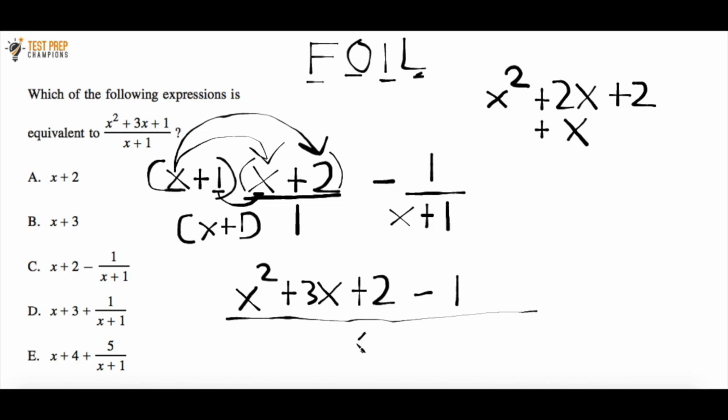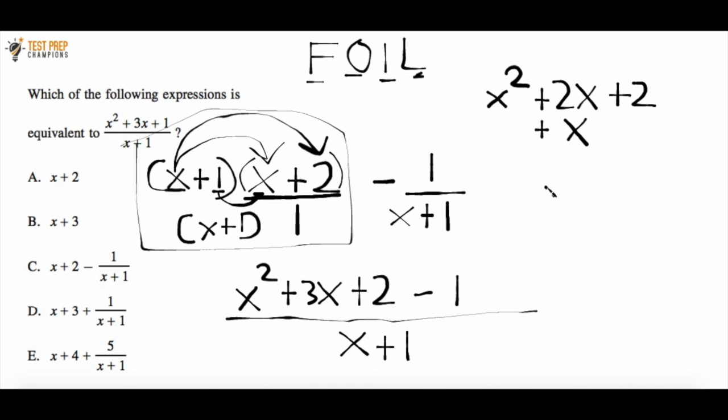And you might be wondering here, why is everything over x plus 1? Well, remember, the denominator is going to be x plus 1 times 1, which is just x plus 1. And so now the two fractions have the same denominator. So that's why I can write everything as x plus 1.